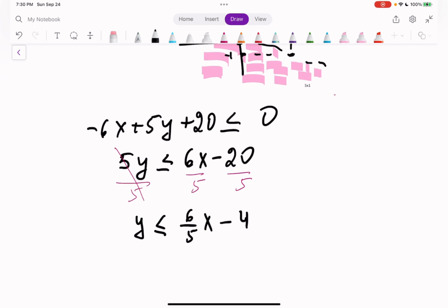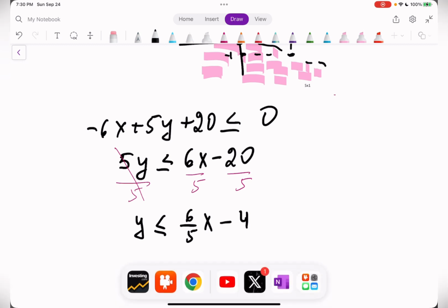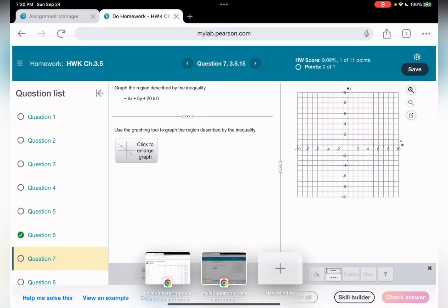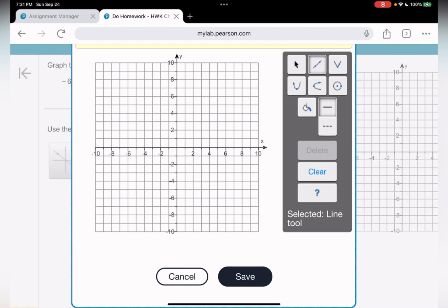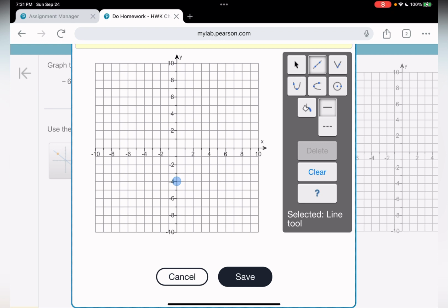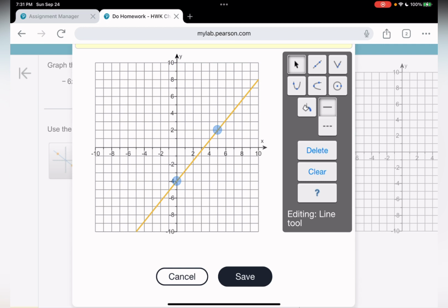All right, so let's start building this graph. I have 6 over 5x minus 4. You can write it down so you can easier follow how I am building the graph. I'm starting with negative 4 because it's our intercept. Since we have equal sign, it's going to be a solid line, negative 4. Okay, and then I have 6 over 5. I'm going to go up by 6. 1, 2, 3, 4, 5, 6. I reached 2 on y. And then going to 5. There we go.